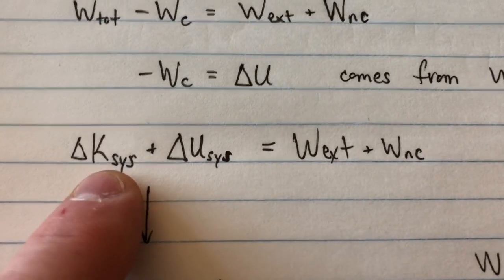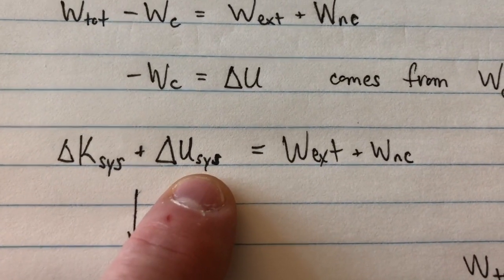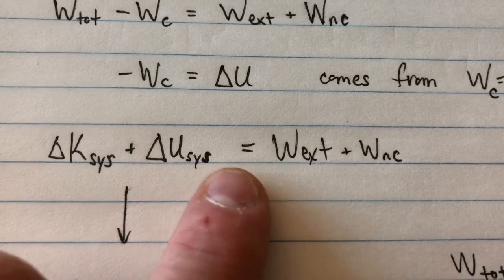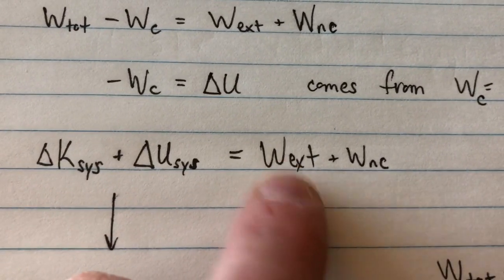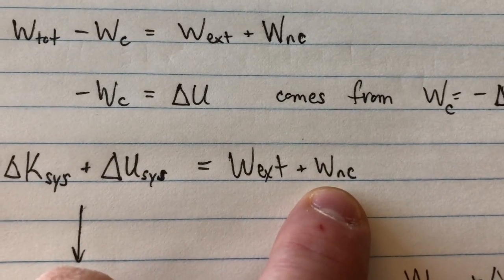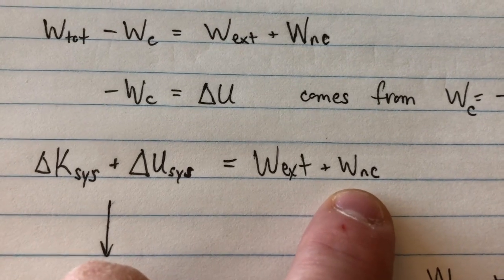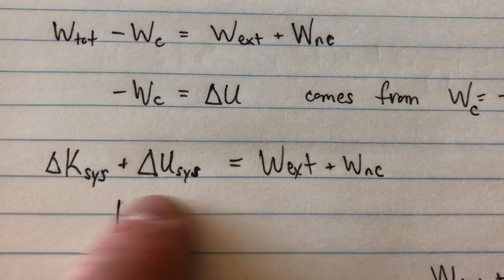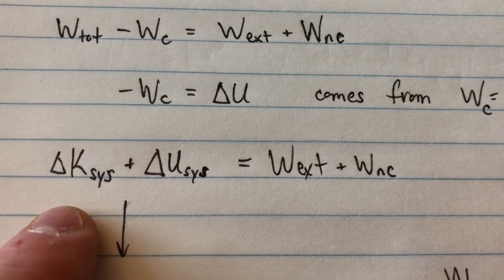So now I've got the total change in kinetic energy of a system plus the total change in potential energy of a system is equal to all work done by forces outside the system, work external, plus any work done by non-conservative forces like friction or forces applied or other forces that are non-conservative. So this is just restating this whole idea.